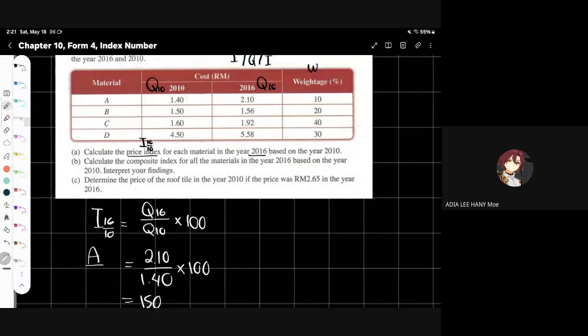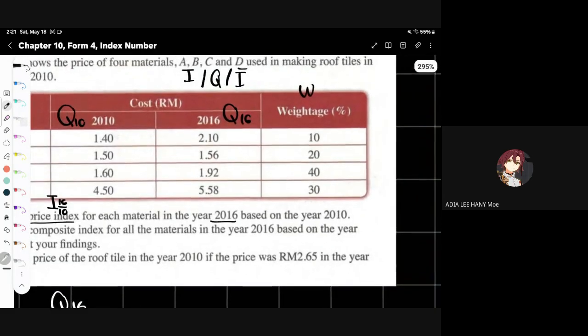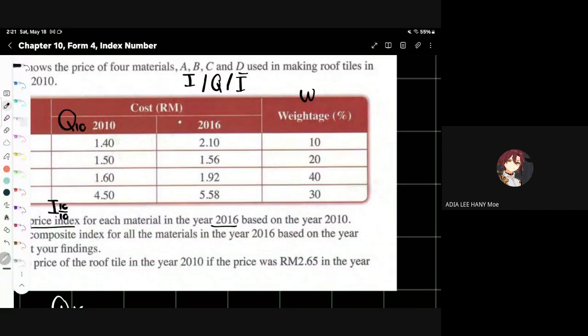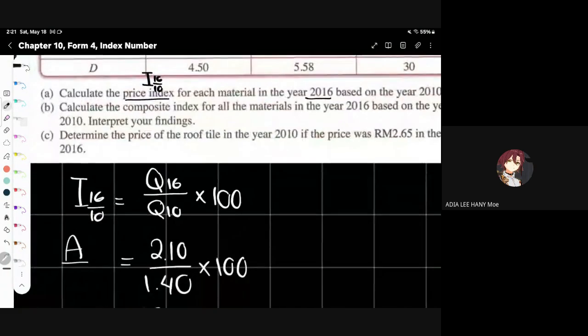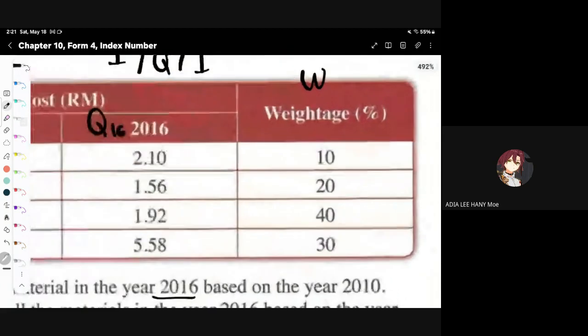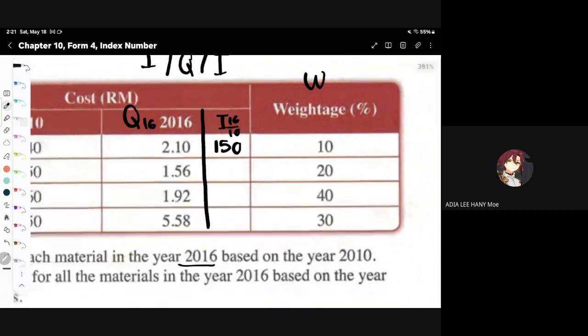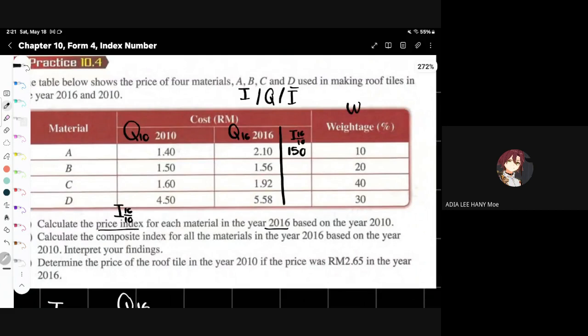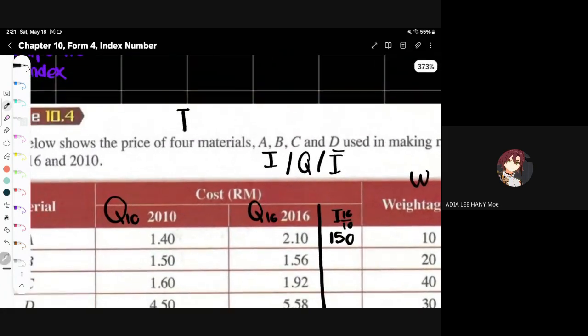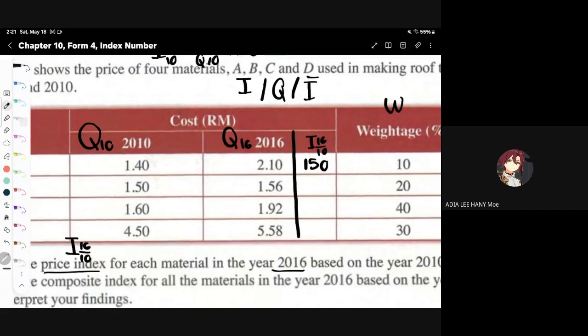Since we already know how to do that, I'm just going to write the answers one by one using the calculator. I'm not going to write this every single time, so you can just do it yourself. This one will be I 16 over 10, so this one will be 150. So let's do the next one here. I'm not going to write the formula, but you should understand. Okay, let me write it here. Yeah, this is the formula, but I'm just going to use it.